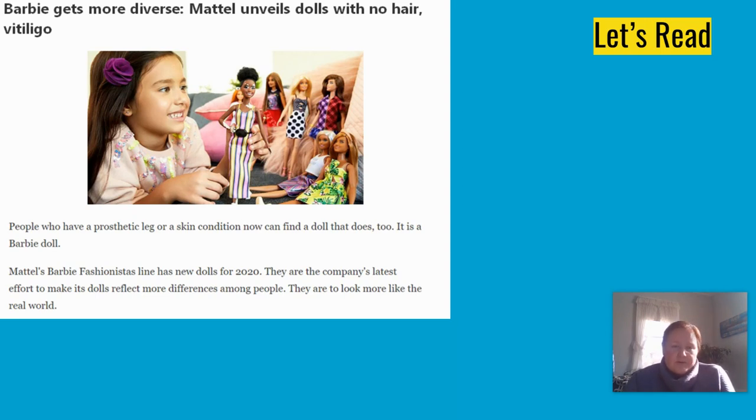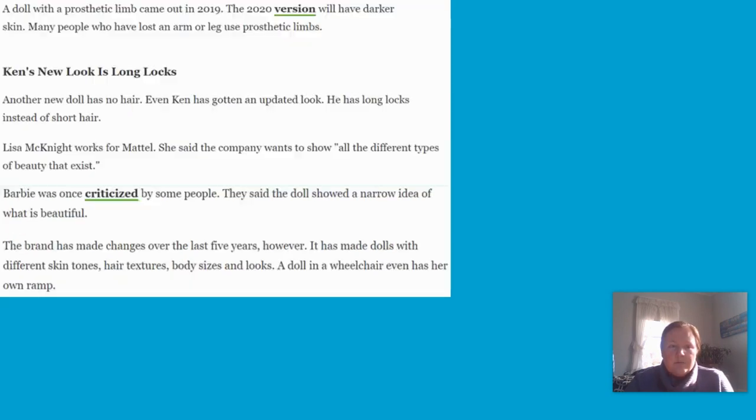Barbie gets more diverse. Mattel unveils dolls with no hair, vitiligo. People who have a prosthetic leg or a skin condition now can find a doll that does too. It is a Barbie doll. Mattel's Barbie Fashionistas line has new dolls for 2020. They are the company's latest effort to make its dolls reflect more differences among people. They are to look more like the real world.